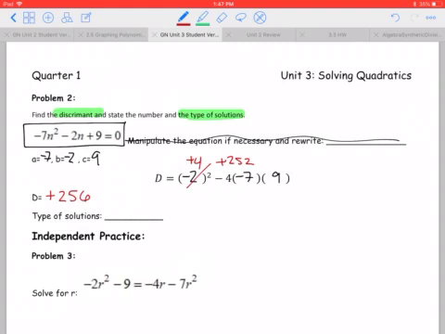So it is positive, so D is greater than 0. And you will say that there are 2 real solutions. And that's all. You don't have to solve for the x values. You just need to solve for D. That's it.